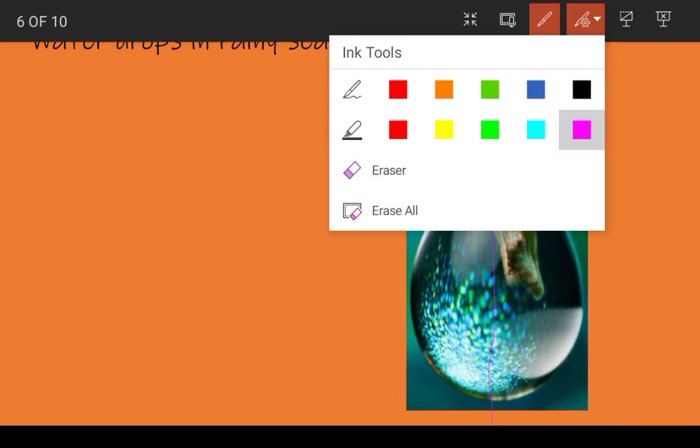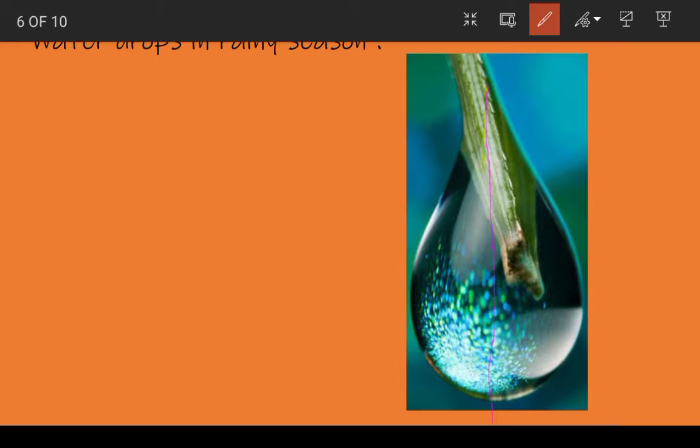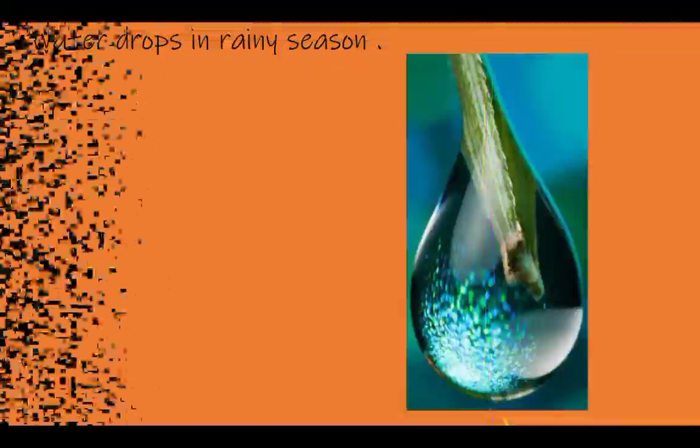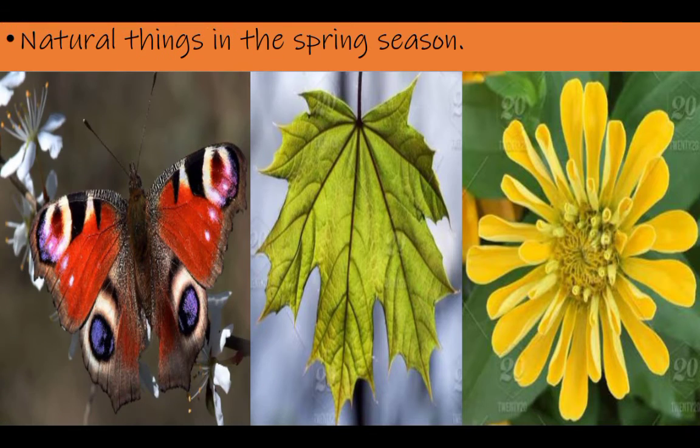Let me change the color so that you can see. Yeah, I hope you are able to see this. So if you take or draw a water drop on a copy and just fold it, you will see that it also follows the line of symmetry, but only one. Okay, so let us move on. What is the next?